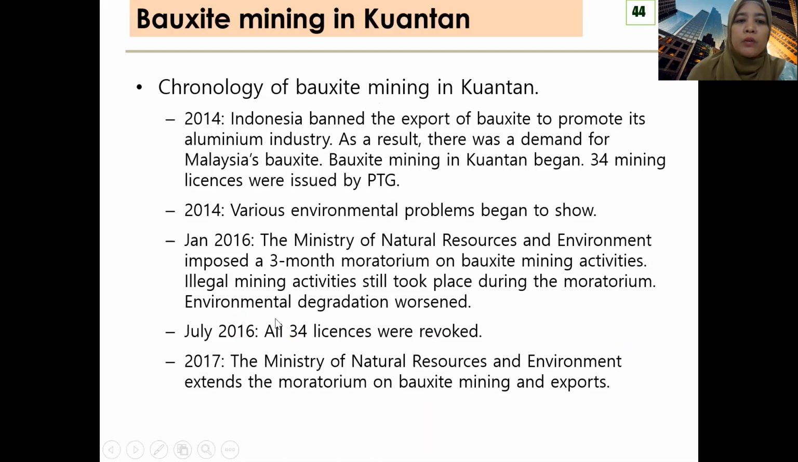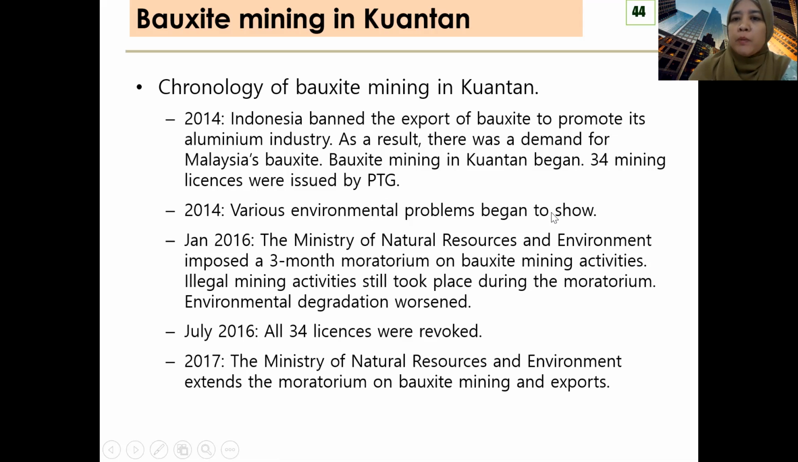The chronology, so this one was the chronology a few years back, yeah? So it says there, started from 2014. Actually, Indonesia was the main exporter of bauxite to China. But then again, there was a ban on export of bauxite to promote its own aluminium industry. So dia tak export keluar. Dia gunakan their own bauxite to promote their aluminium industry. Therefore, there was a demand for Malaysia's bauxite, and mining activities for bauxite started in Kuantan, and 34 mining licenses were issued by the PTG, the Department of Lands and Mines.